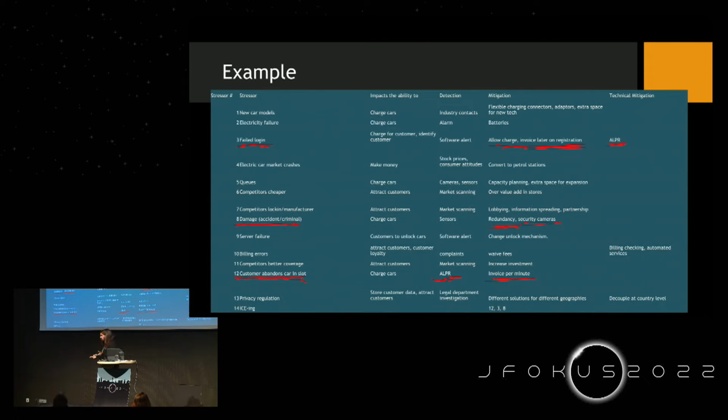So far, so ordinary, okay? This is normal business analysis, normal risk management. The interesting thing in this analysis is stressor number 14 down here, something called icing.